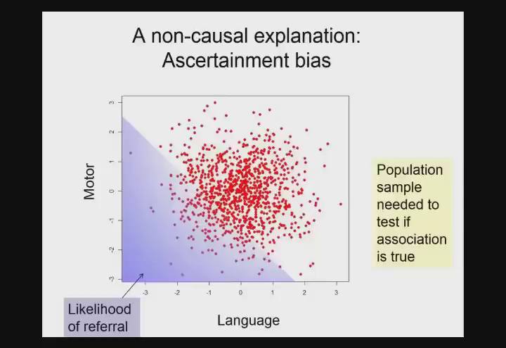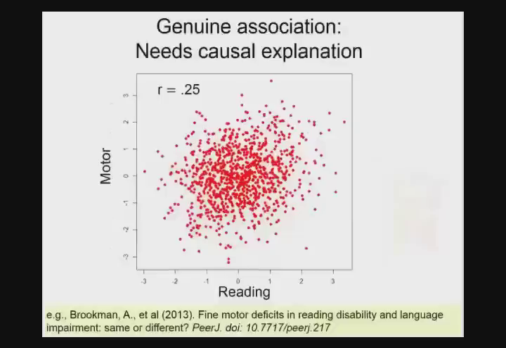It's how you ascertain your sample, how you recruit people, that could lead to quite heavy bias in who you get in your sample, and that's always an issue for people working with developmental disorders. So what you really need, to test whether there is an association, is to look at an entire population that's relatively unselected and then see how far these things go together.